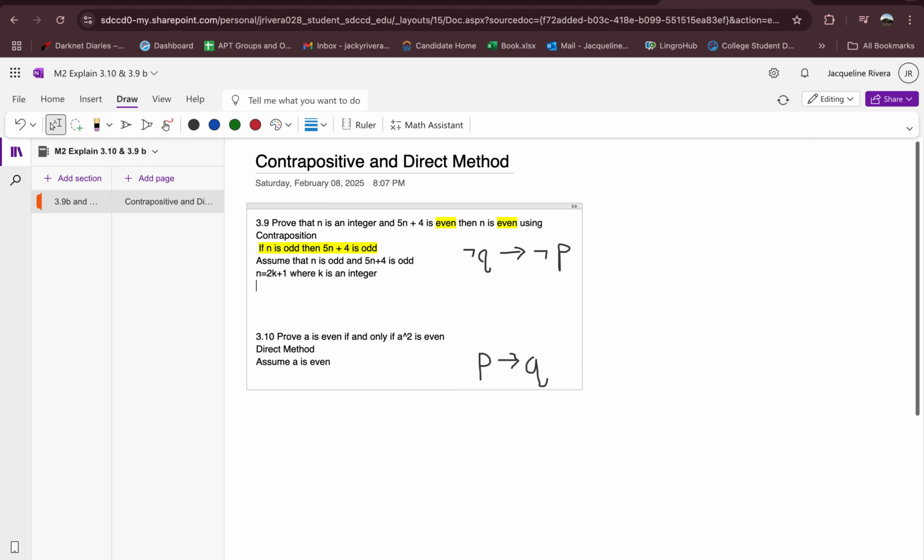And from here, we'll end up doing 5n plus 4 equals, and then that's where we enter what we have for n. So we're gonna put 5 times (2k plus 1) plus 4.